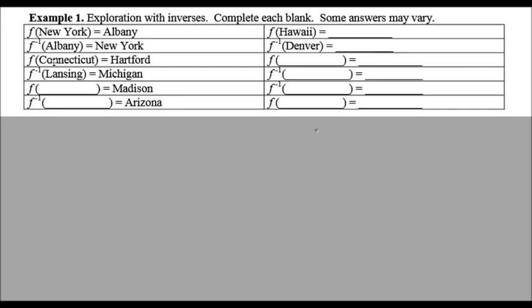So if I say f of Connecticut, I get Hartford. Inverse of f of Lansing equals Michigan. Okay, so I think you can see what's going on here. It has to do with some state capitals. So if you can figure out what goes in each of these blanks, noting that sometimes it's f of a particular input, sometimes it's inverse of f of that input.